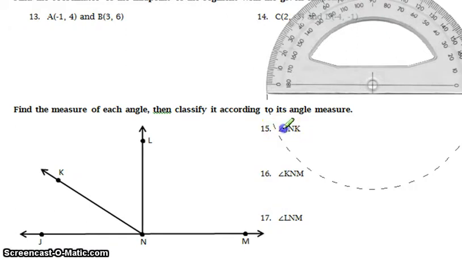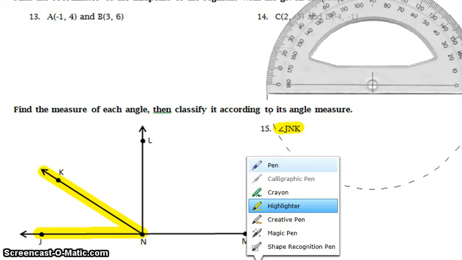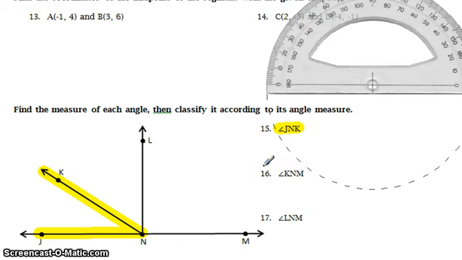Well, they ask us for angle JNK, so that means N is in the middle, so that must be the vertex. So I start at J, which is here, I go to N, and then I go to K. So they're talking about this angle. That is angle JNK. To find the measure of the angle, I need to measure it, and we measure angles using a protractor.